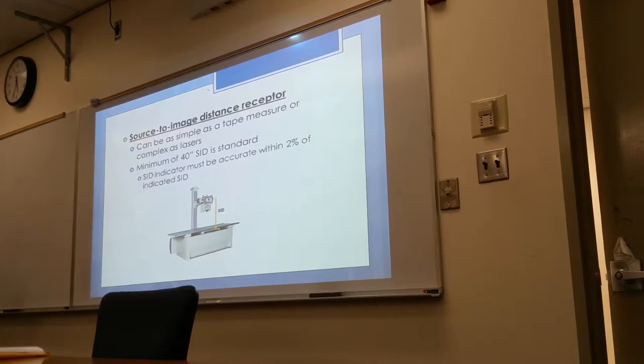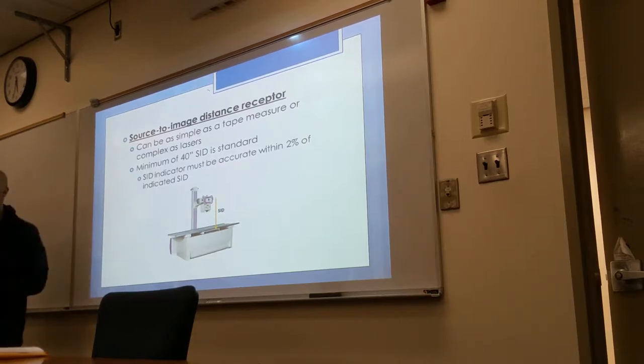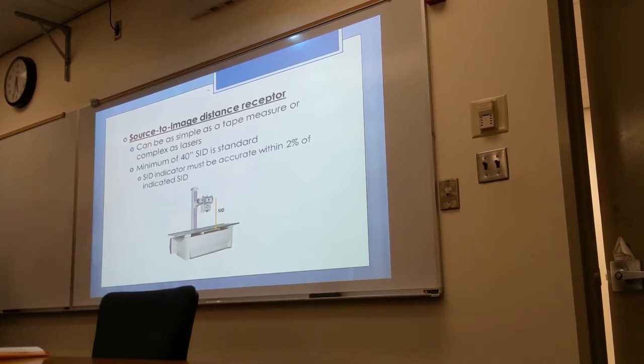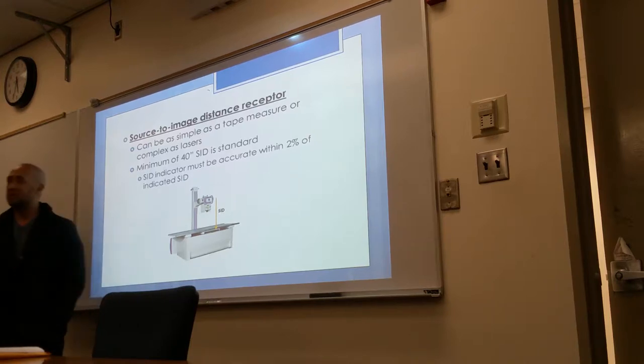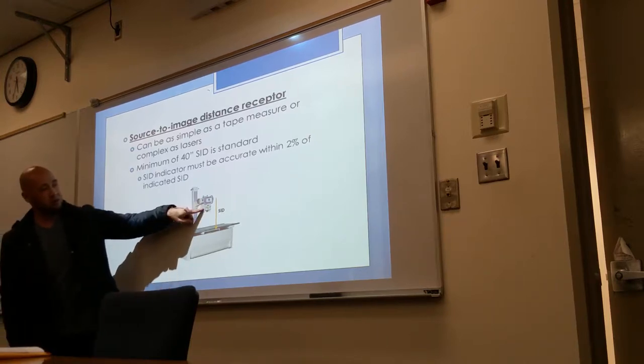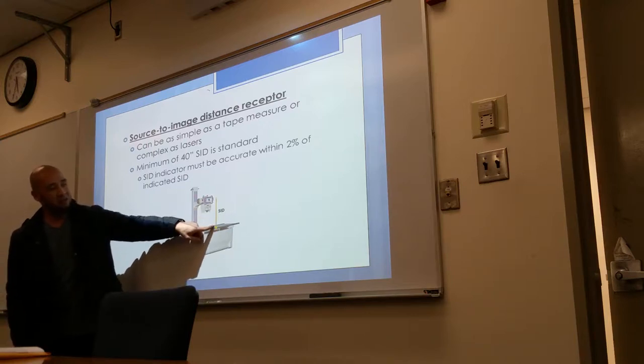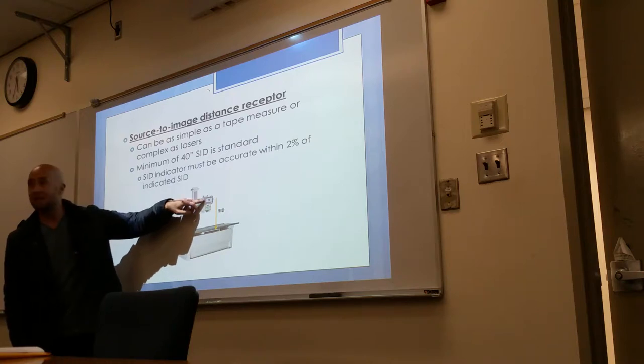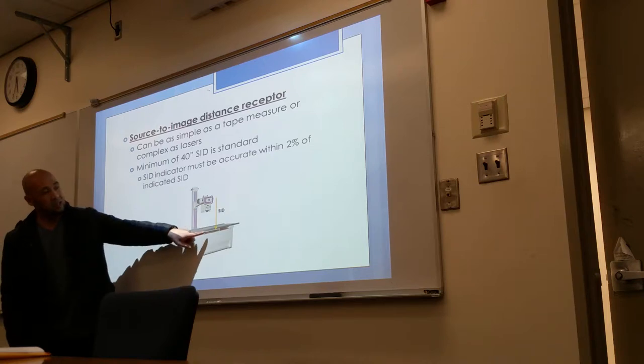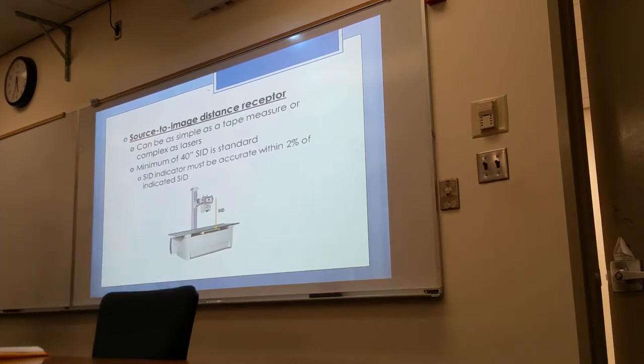Source to image receptor distance. What is the common SID that we use in radiology for common practice? Approximately 40 inches. Okay, approximately 40 inches. This measurement from source to image, where is the source? Is it here or is it here? The arrow kind of gives it away, right? So your X-ray tube is up here. So it's going to be the distance from where your X-ray tube is to your image receptor. That's your source to image distance.